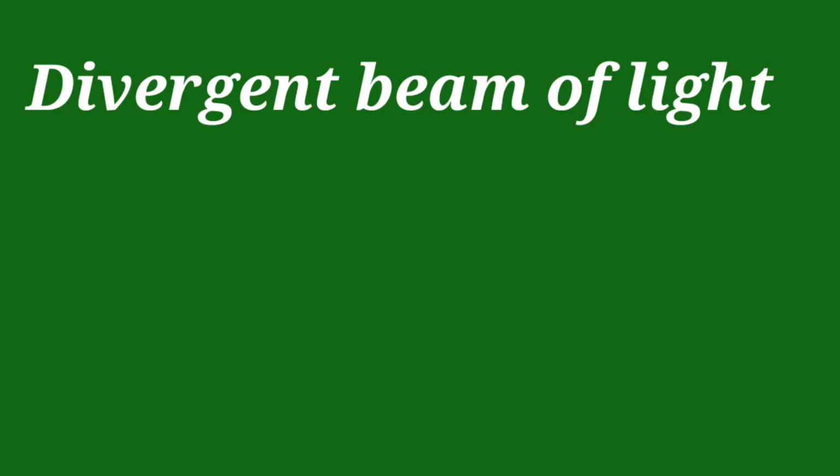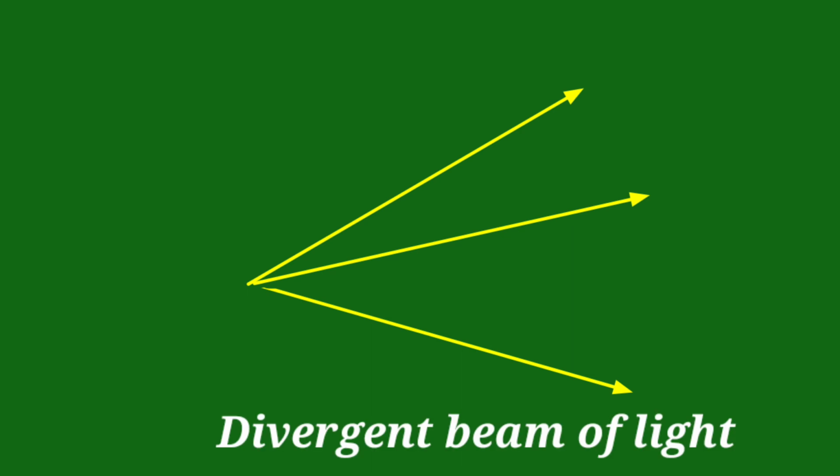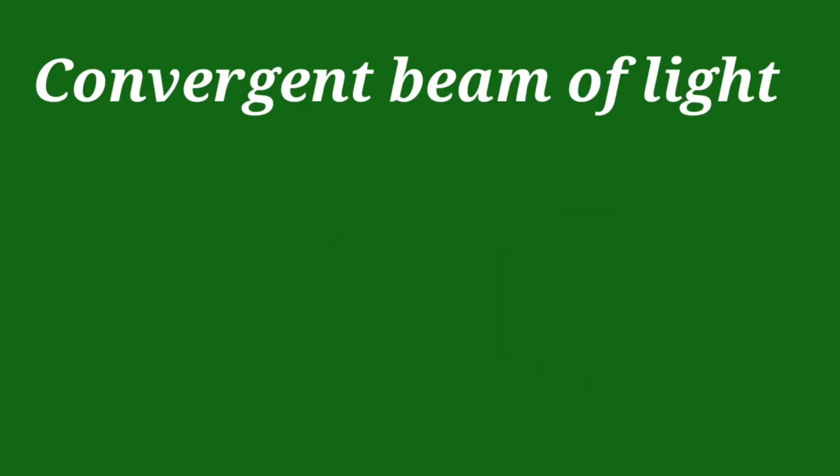Now we come to the next one, the divergent beam of light. By the name itself we can understand what divergent is. Divergent means going in different directions. When light is given out from a small source, it is called a divergent beam of light. A candle is the best example. Here is the diagram of a divergent beam of light. You can see from one particular point the rays of light are moving in three different directions.